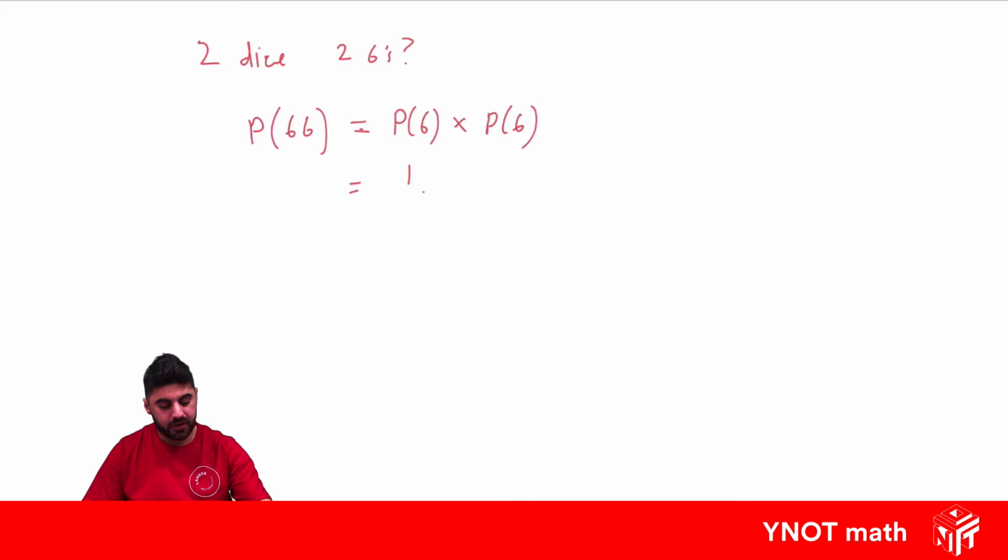We know the probability of getting a 6 is 1 out of 6. And the probability of getting another 6 is also 1 out of 6. Numerator times numerator gives us 1. Denominator times denominator, 6 times 6 is 36. So the probability of getting two sixes when you roll two dice is 1 out of 36.